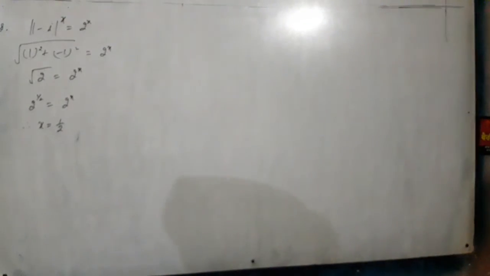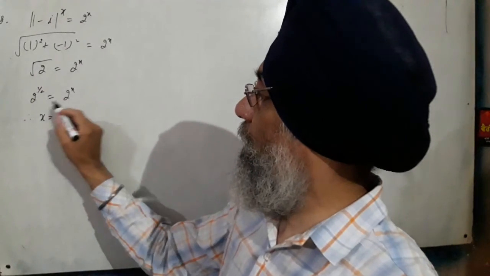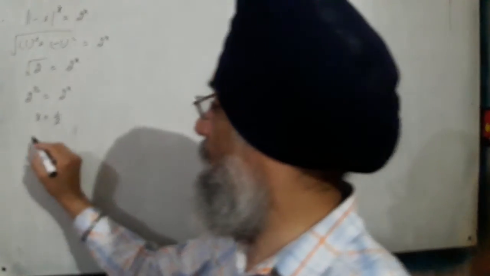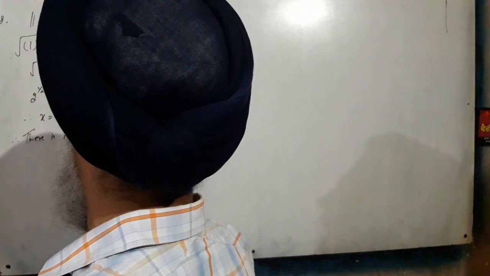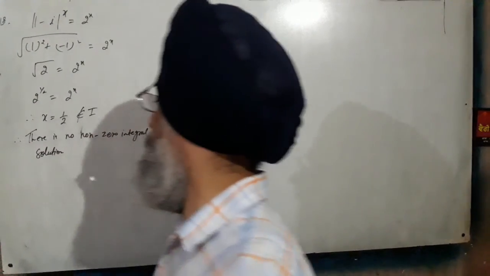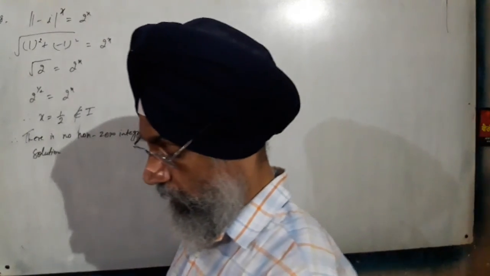Wait, there is some misprinting I am seeing here. 2 to the power half, 2 to the power x, and x is half. But half is not an integer, so what will we write? Therefore, it doesn't belong to I. Therefore, there is no non-zero integral solution. We are not getting any non-zero integral solution for this. Okay, no answer to this exists.